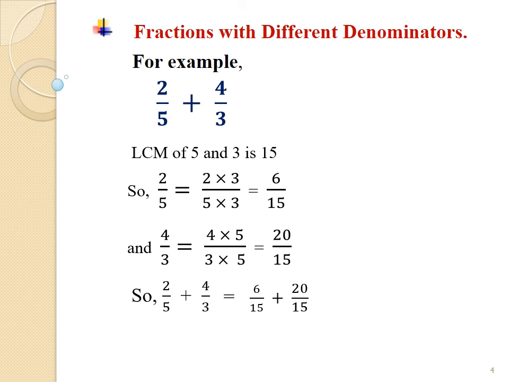Now, adding numerators 6 and 20 and keeping denominator 15 same, we get 26 upon 15. Students, as we got an improper fraction as the answer, we have to convert the improper fraction into a mixed fraction. Thus converting 26 upon 15 into a mixed fraction, we get 1 integer 11 upon 15.